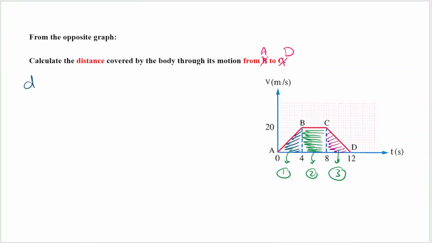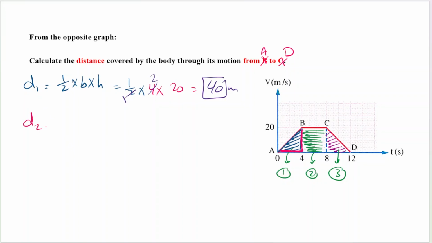We need to find the first distance. The name of this shape is a triangle. So the area of a triangle is equal to half times base times height. You will use the formula from geometry according to the shape. So it's half times, what is the value of its base? It's extended from 0 to 4, so it's 4, times, what is the value of the height? It's extended from 0 to 20, so it is 20. So 4 times 20 divided by 2, it's 40 meters. So this is the first distance.